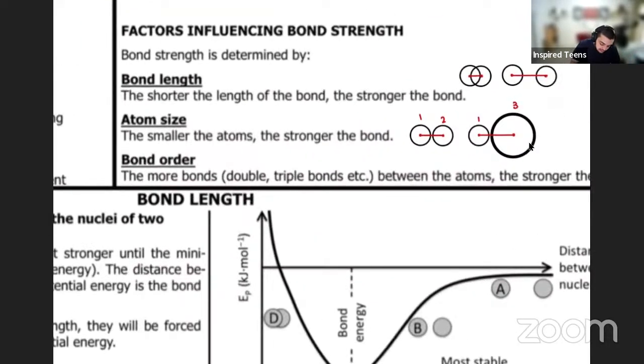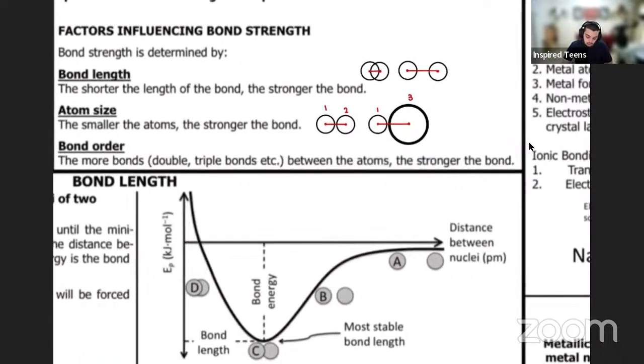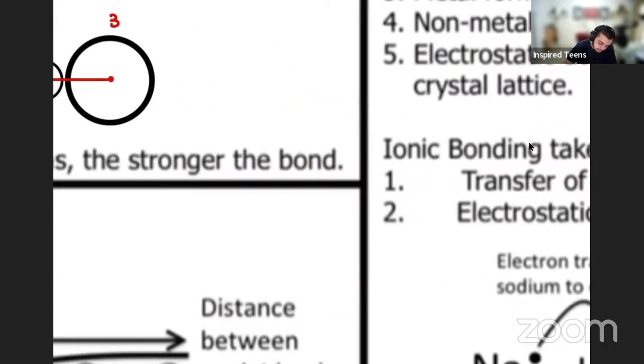So things that affect bond strength are bond length: the shorter the length of the bond, the stronger the bond. Atomic size: the smaller the atoms, the stronger the bond. It comes down to the smaller the atoms, the closer they are able to be together. Then bond order: the more bonds, double, triple, etc., between the atoms, the stronger the bond. So this comes down to having more bonds.